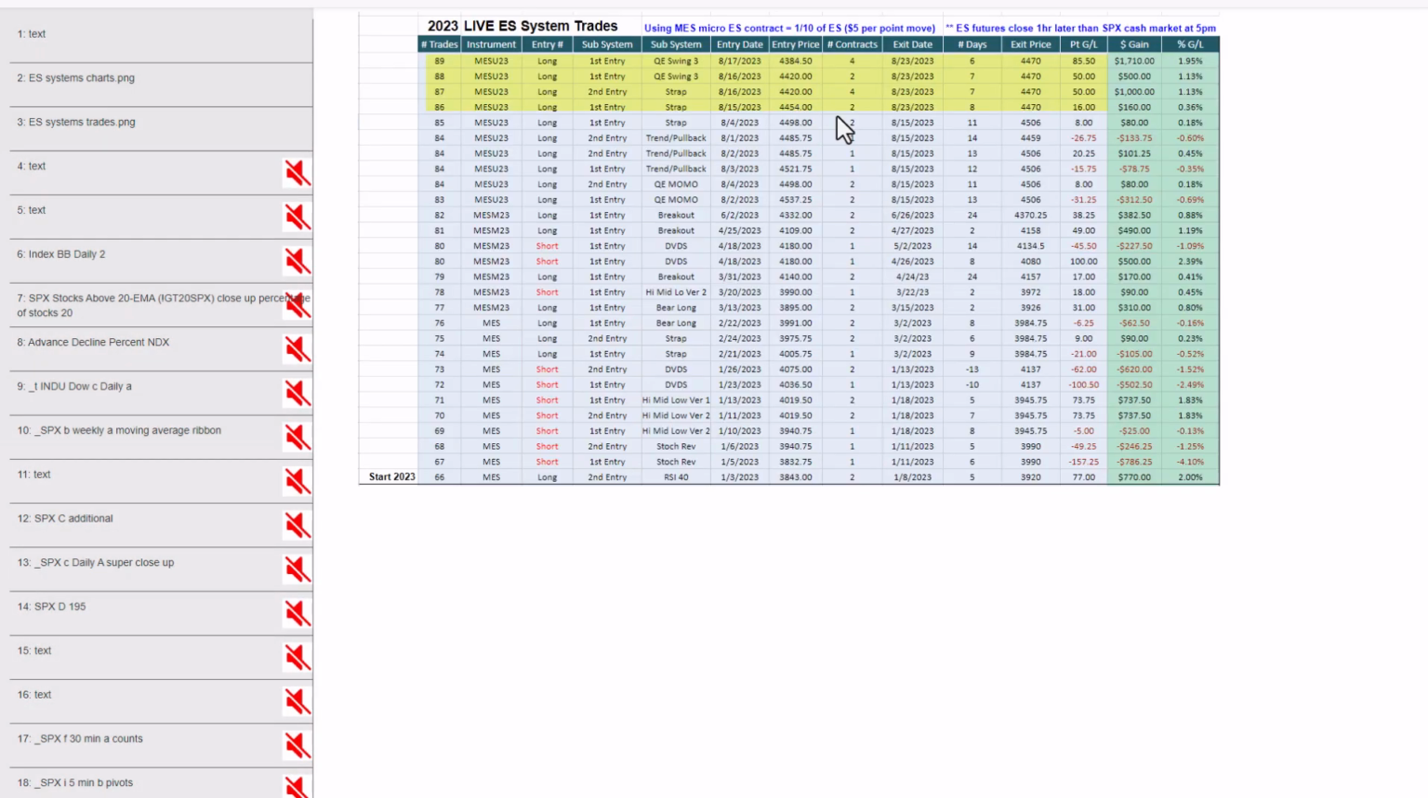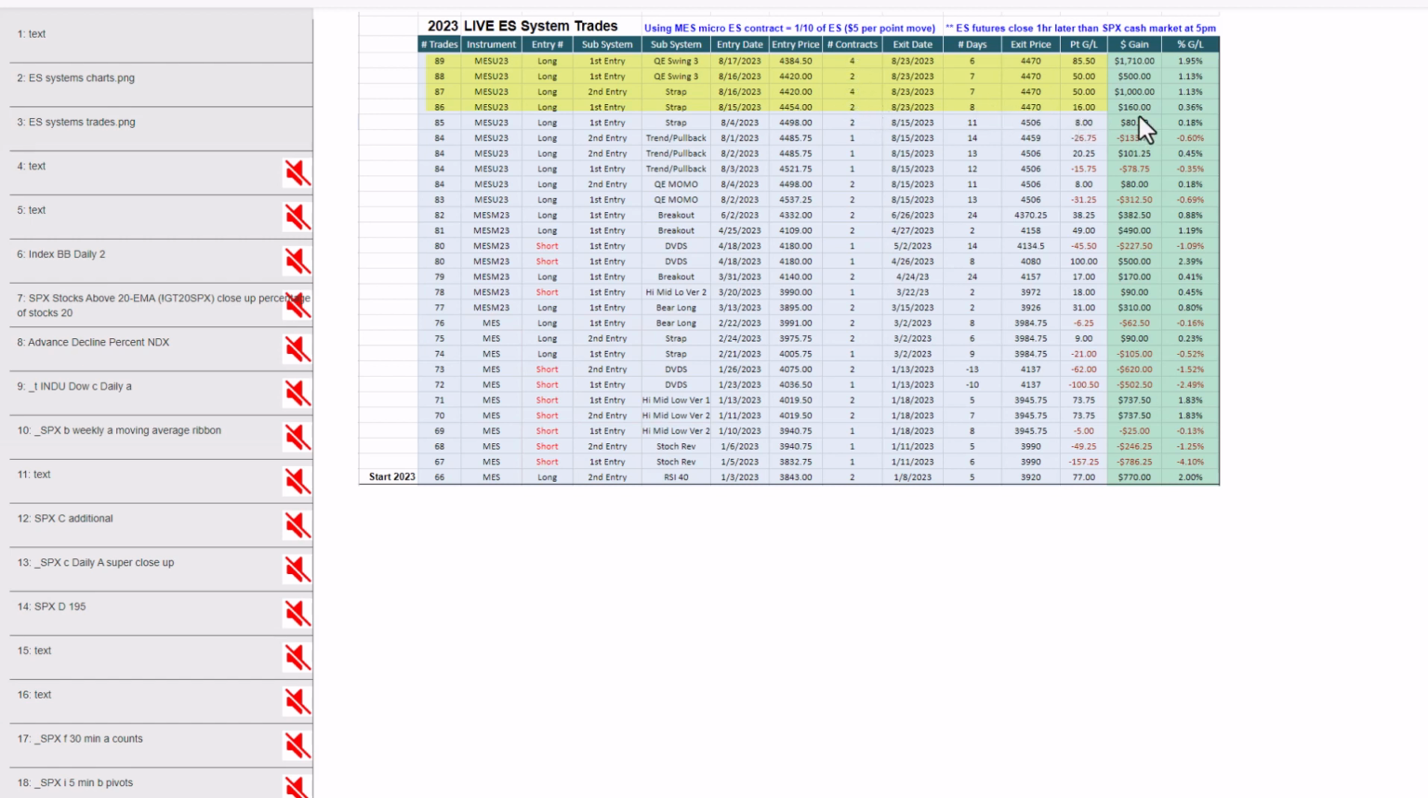Next, item number 3 shows the mean reversion trades this year for ES futures. Again, we use MES, the micro contract. But you can see at the top, these two subsystems, they closed out. Anyway, the trade size I show here, 2 contracts for the first entry, 4 for the second entry. I double up the contracts for the second entries. So that's how I've always done it.